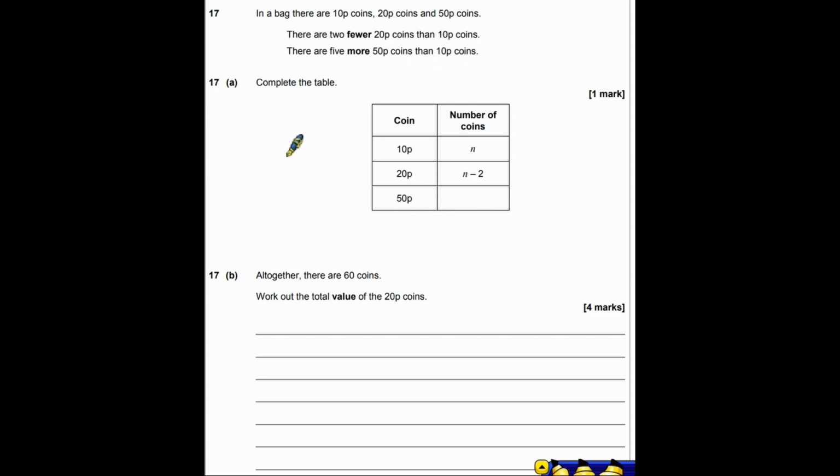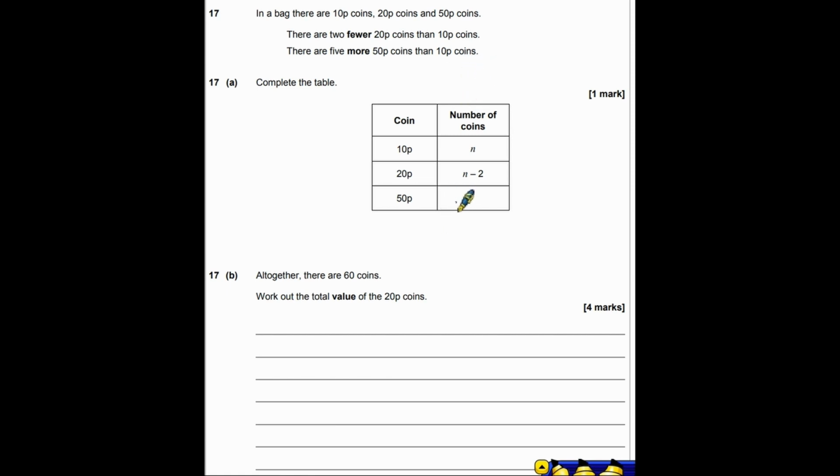Let's have a look what the table's already telling us. It's telling us that the number of 10 pences, we are just going to call it n. That is how many 10 pences there are. The first line tells us there are 2 fewer 20 pence coins than 10 pences. So however many 10s there are, n, there are 2 less. So that's n minus 2. Now the bit that we're completing tells us there are 5 more 50 pence coins than 10 pence coins.